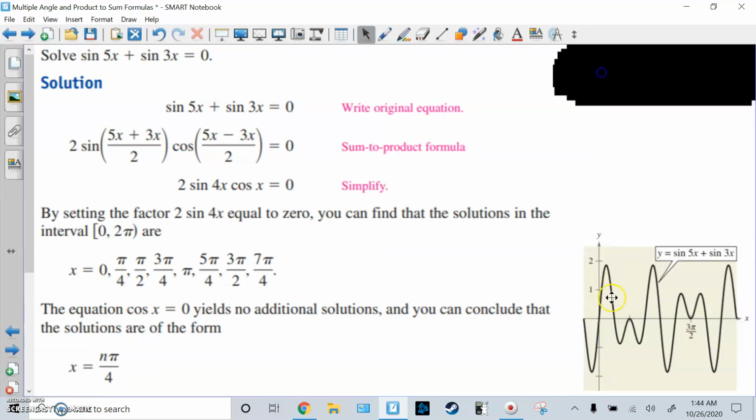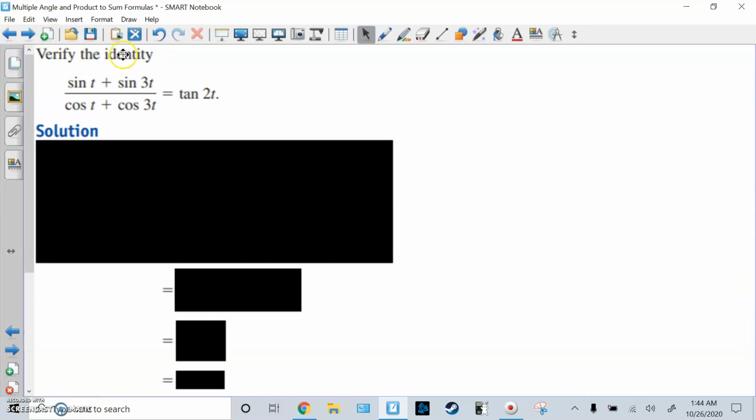And here's the graph if you're curious. It's every pi over 4. 0, pi over 4, 2 pi over 4, which is pi over 2, 3 pi over 4, 4 pi over 4, which is pi, 5 pi over 4, 6 pi over 4, which is 3 pi over 2, and so on. Alright, last, verify identity.